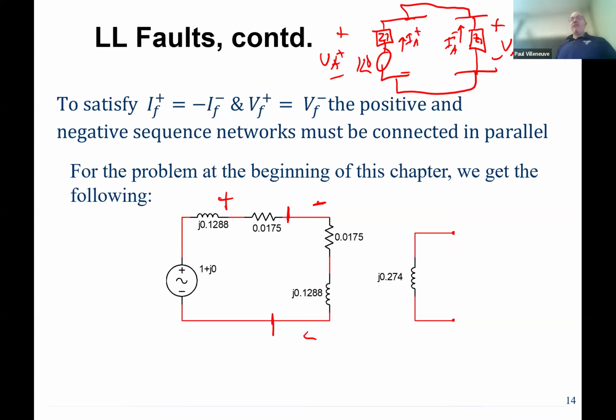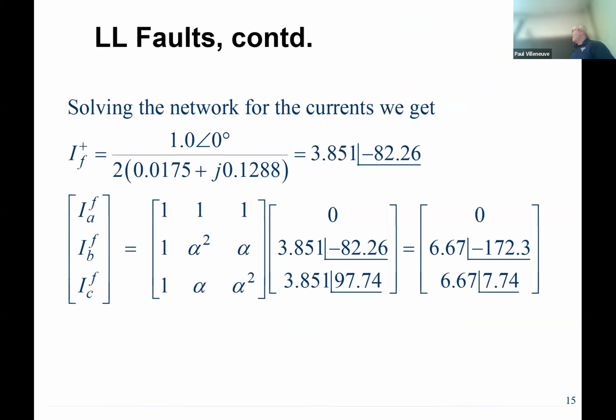The zero sequence diagram still exists, but it's not connected in any way, shape, or form to the power source. So it never has current flow, but that's okay because there is no ground current. So here's our calculation. We have IF positive is 1 at an angle of 0 divided by the sum of all the impedances. So you just double it up. And now my current is 3.85 at an angle of -82.